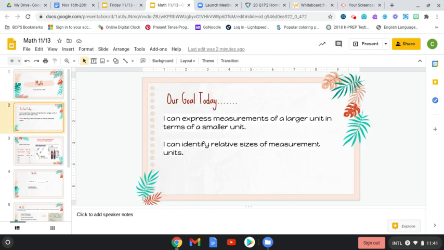Today we're actually going to be doing two things. You're going to be expressing measurements in terms of a larger unit in terms of a smaller unit. That means I'm taking a larger unit and making it into a smaller one, but it's going to have the same value. Just like yesterday, we talked about kilometers to meters. There's 1,000 meters in 1 kilometer, so we had to multiply by 1,000. That's what we're going to be doing today, except with a different type of unit. Today you're going to be learning about a new type of unit, so you're going to have to identify relative sizes of that measurement.